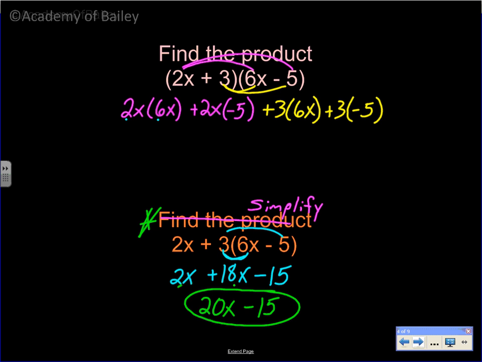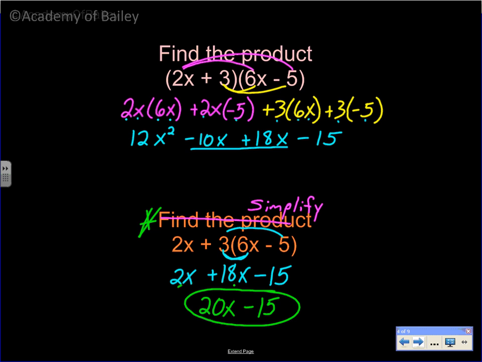2 times 6 is 12, and x times x is x squared. Positive 2 times -5 is a -10, and then bring down the x. Positive 3 and positive 6 make a positive 18, and then x comes down with it. And then positive 3 times -5 is a -15. Look at what we've done. The only like terms are -10x and 18x.